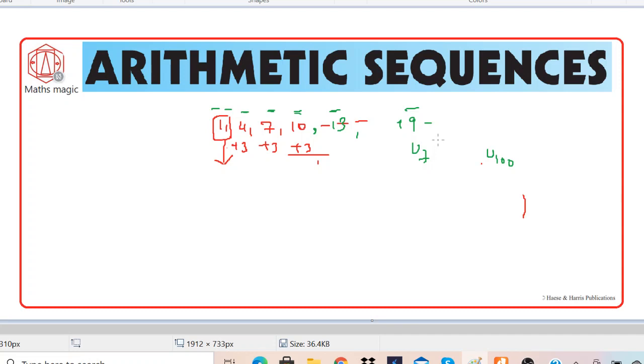If you want to find the 50th term, 100th term or 70th term, any term which you want to find, you can simply use that formula. So now I am going to write that formula. The formula says that the nth term of any arithmetic sequence is un is equal to u1 plus n minus 1 into d. Hope it's clear. Or you can write an is equal to a plus n minus 1 into d.